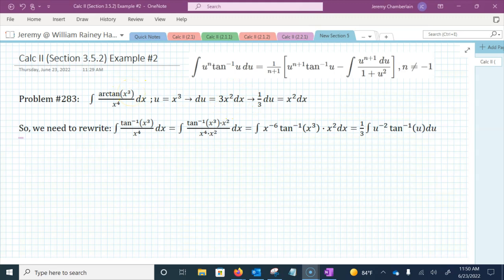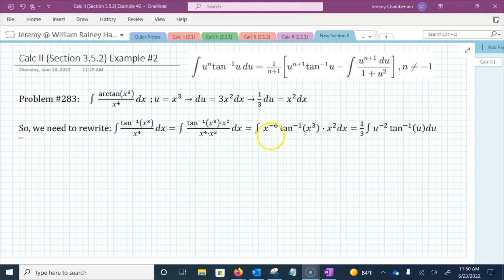So I don't have an x squared term in the numerator. So I force the issue. I multiply by x squared at the same time I divide by x squared. This is just a multiplication by 1. Okay. So this becomes x to the 6th in the denominator. But I can pull it to the numerator as x to the minus 6. This would be inverse tangent of x cubed with an x squared dx on the outside. So now when I do my u substitution, u will be x cubed, so that'll be a u. X squared dx will be replaced with 1/3 du, so there's the 1/3, there's the du.